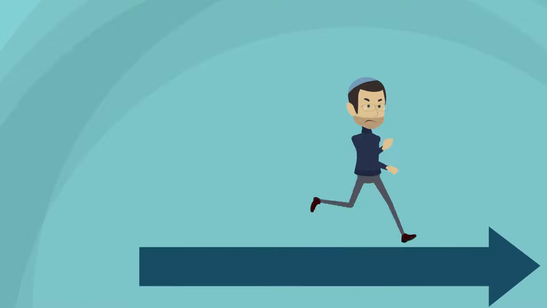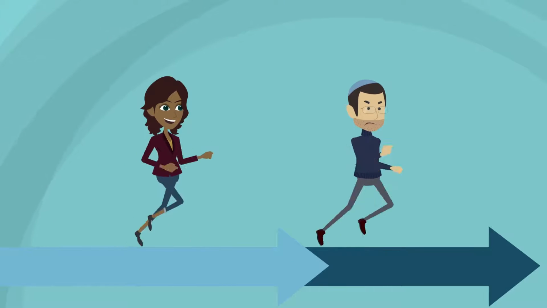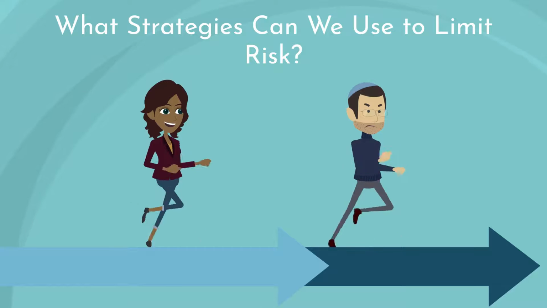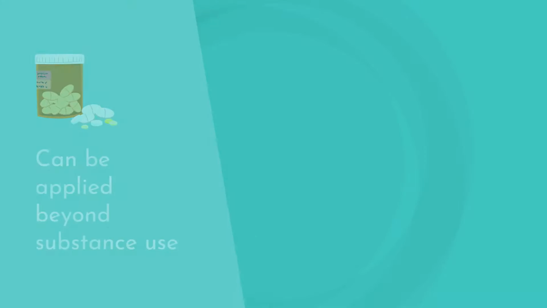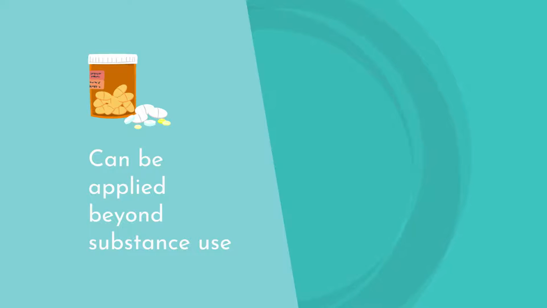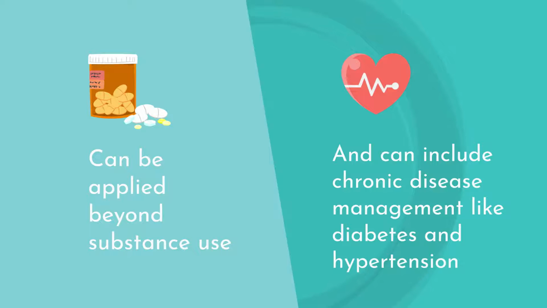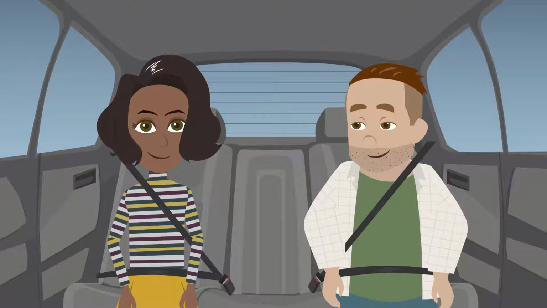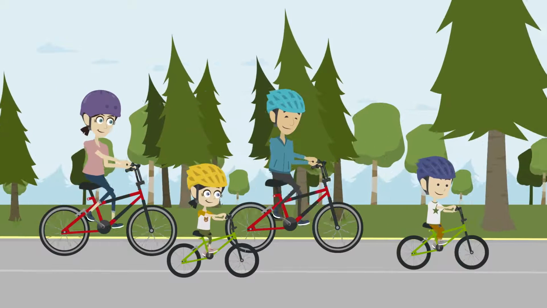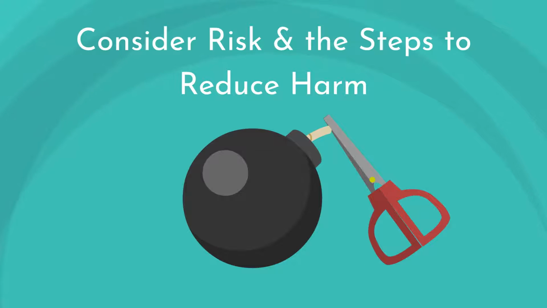Consider the fact that all people engage in activities that carry some risk and are unlikely to simply stop. What strategies can be used to limit their risks? This concept can be applied beyond substance use, including for chronic disease management such as diabetes or hypertension, both of which are common among patients in U.S. health centers. Harm reduction is a concept that can apply to everyday activities. For example, seatbelts or wearing helmets or life jackets. Many activities require us to consider the risks and steps to reduce the risk of harm to others and ourselves.